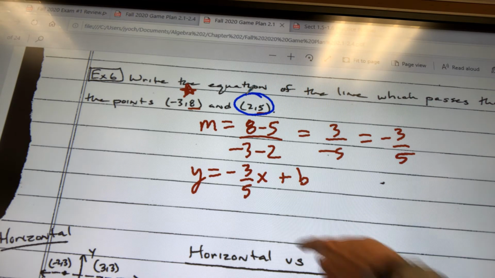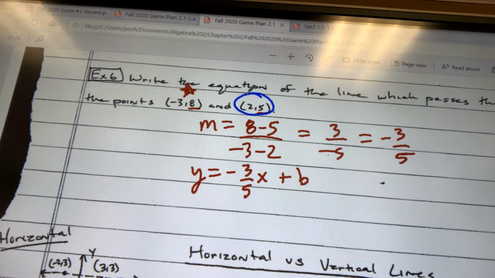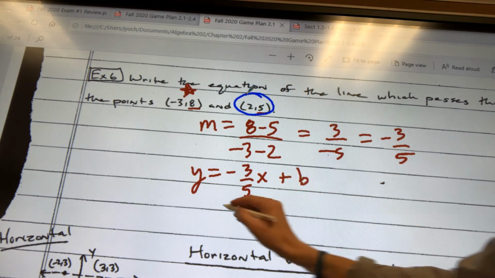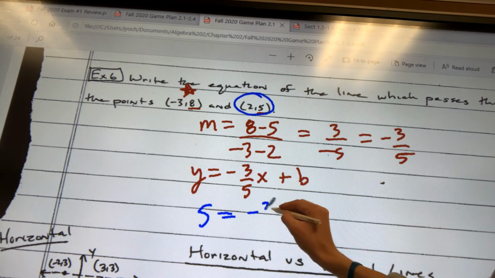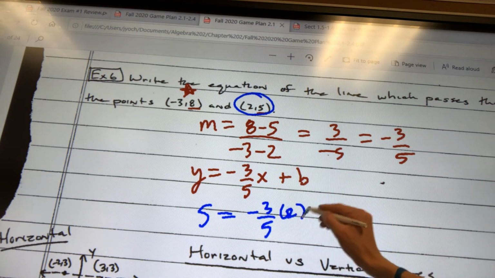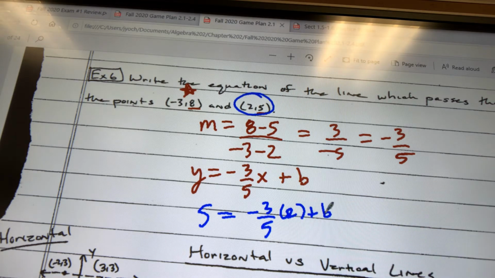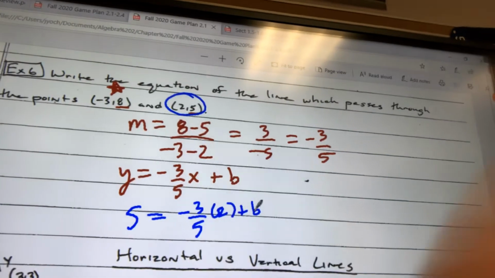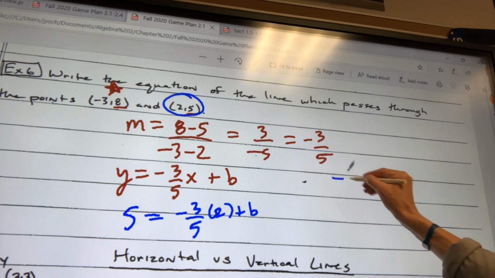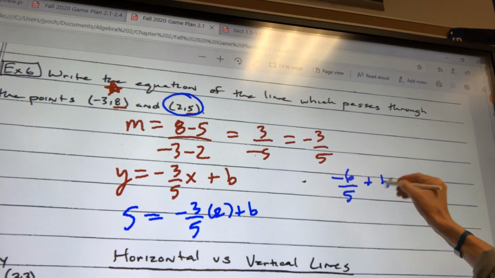Not a great one here. I don't have a multiple of 5 for an x to plug in. 5 is the y value, so unfortunately, don't get too excited there. So -3/5 times 2 plus b. So -3 times 2 is -6 over 5 plus b.